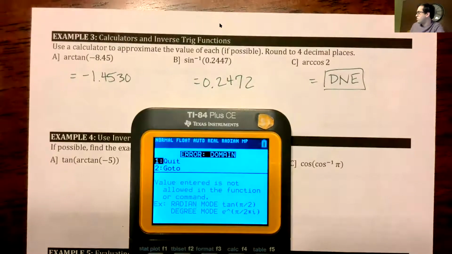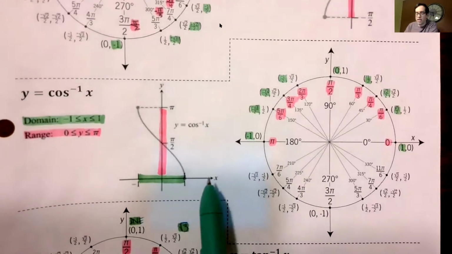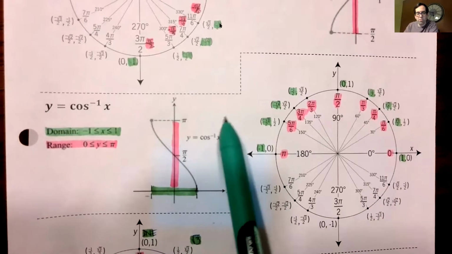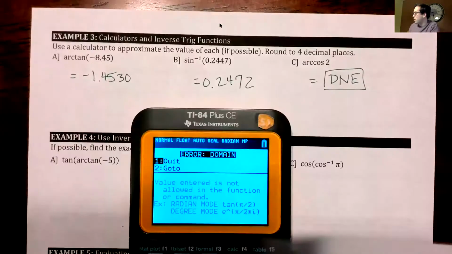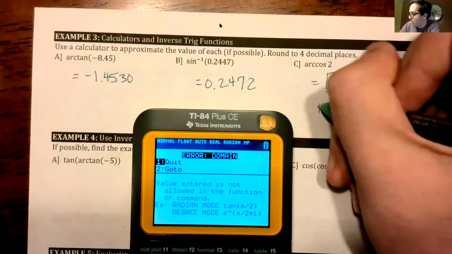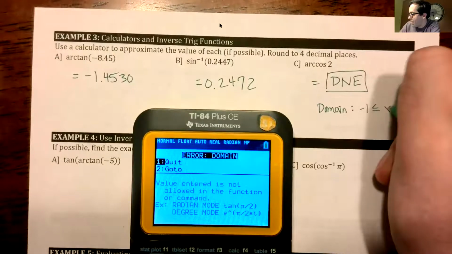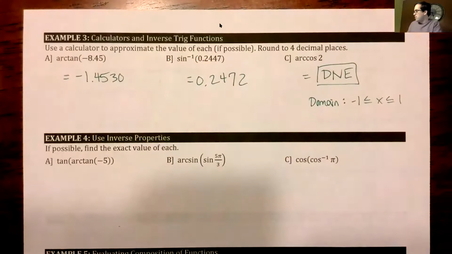We could use the graphic organizer to check that out. For cosine, I cannot plug in 2. Even on a calculator, I can't plug in 2 for x and get a y value. It does not show up. It's not part of the domain. And I'm going to write that domain again so that we can see it. Okay. All right. Next up.